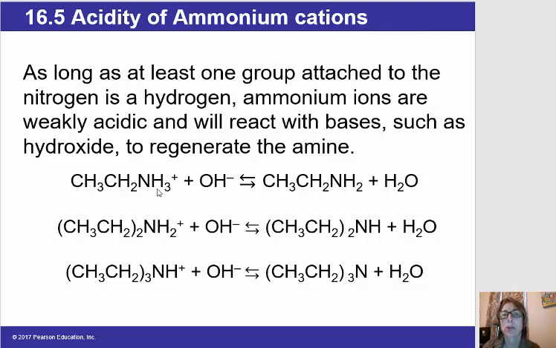So one of the things we want to notice, a pattern for each of these, is that each ammonium cation donates one proton to the base to regenerate the amine.